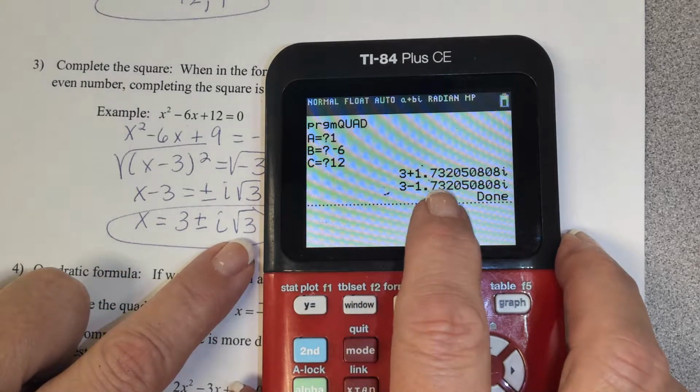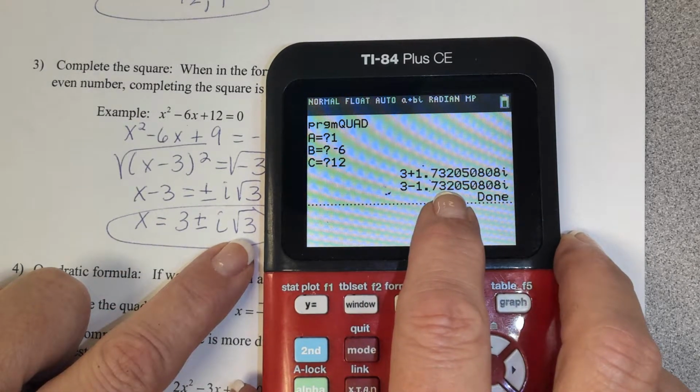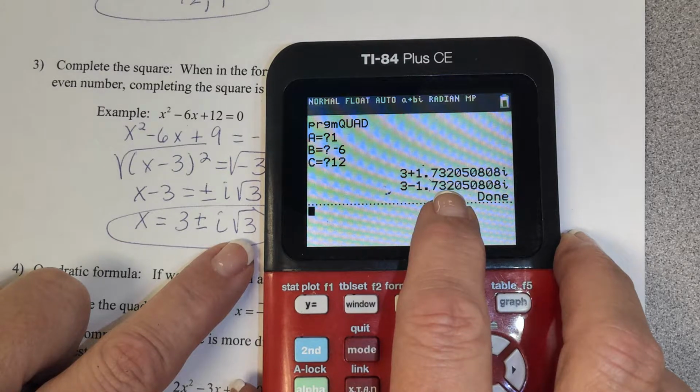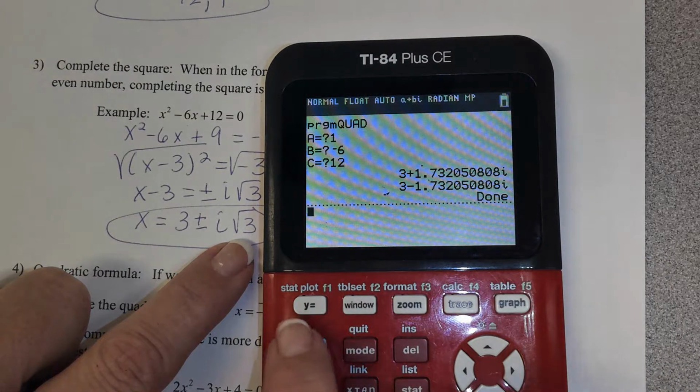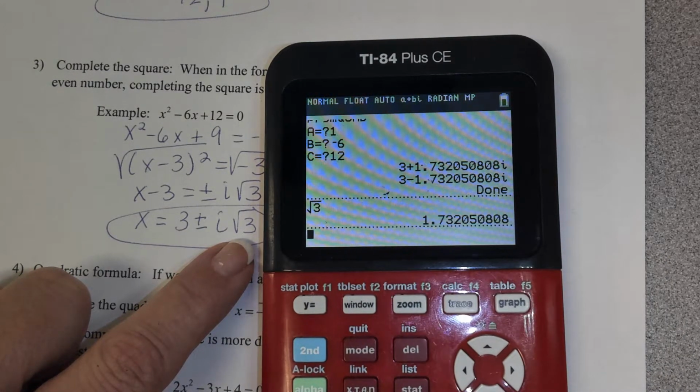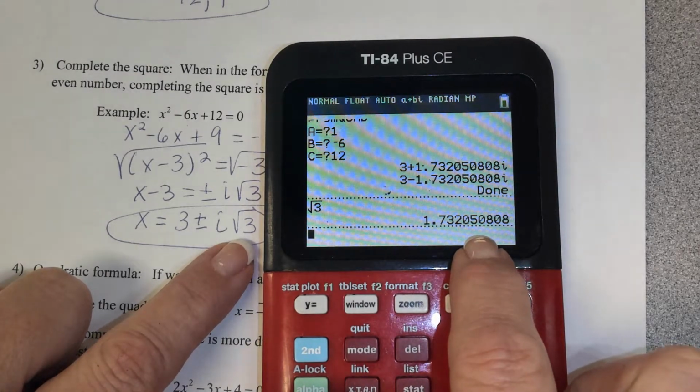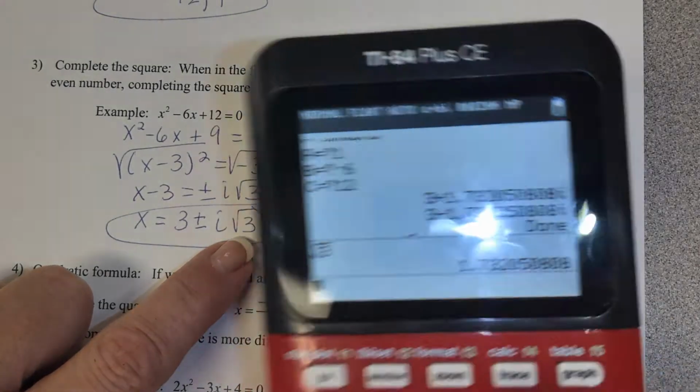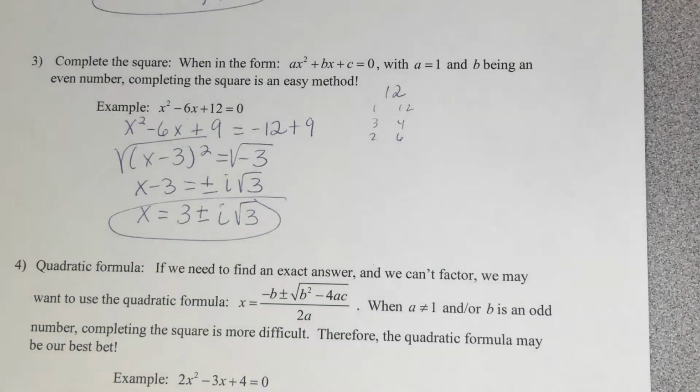Now, I could check it. What should this be equal to? 1.73205? Radical 3. So let me check it. Radical 3. Good. I know I did it right now. So see how I can use this to check my answers.